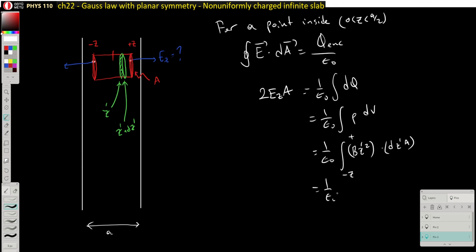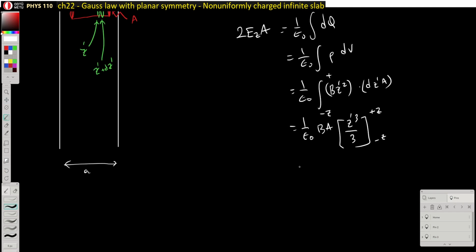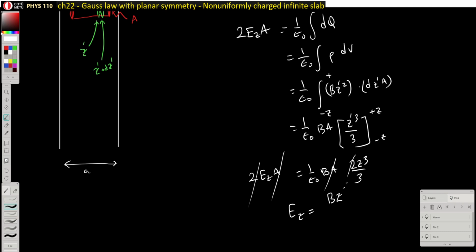All right, so that's 1 over epsilon 0, b times a, and then I have the z prime cube over 3 integral, and evaluate between plus c and minus c. So that's equal to 2z cube over 3. Just compute this. And I have 2 Ez times a on the left-hand side. The base areas cancel. 2's cancel. And so therefore Ez is equal to b times z cube divided by 3 epsilon 0.